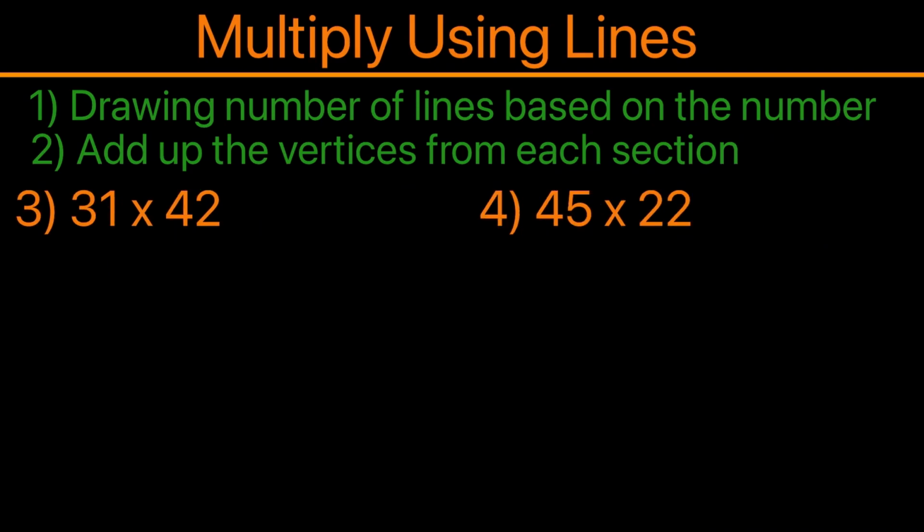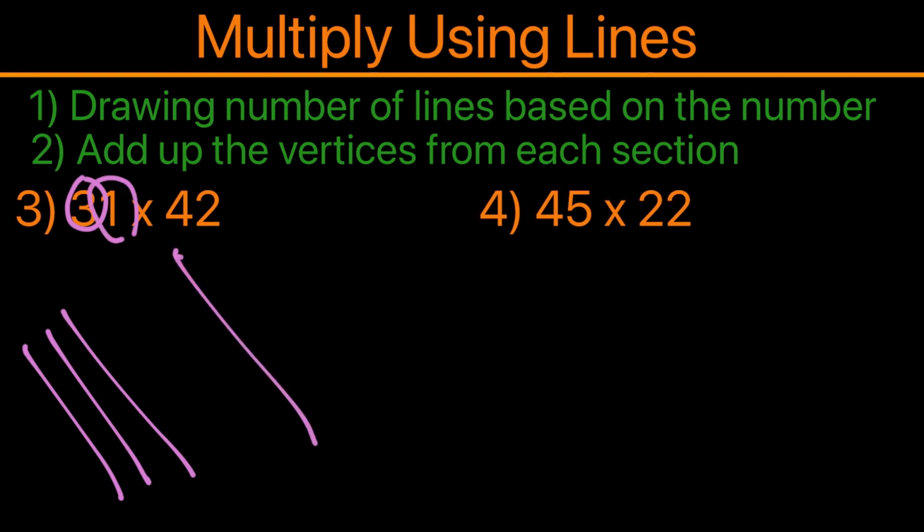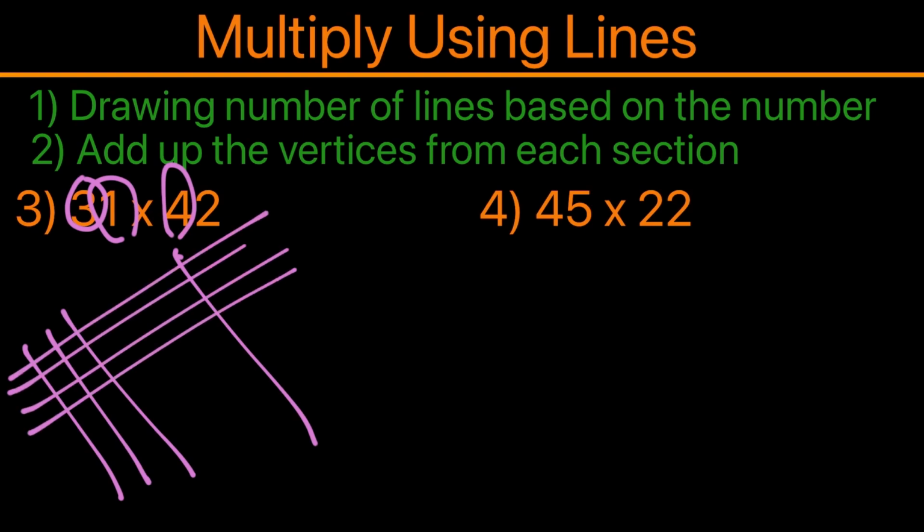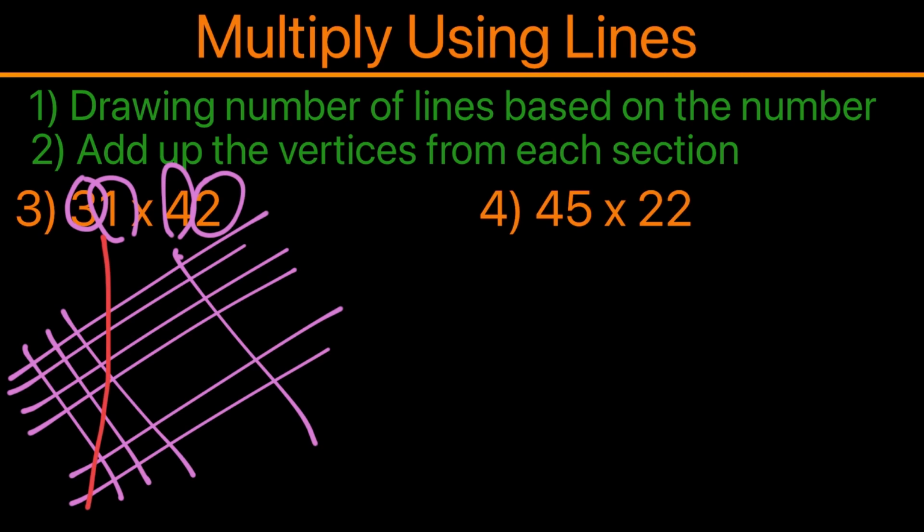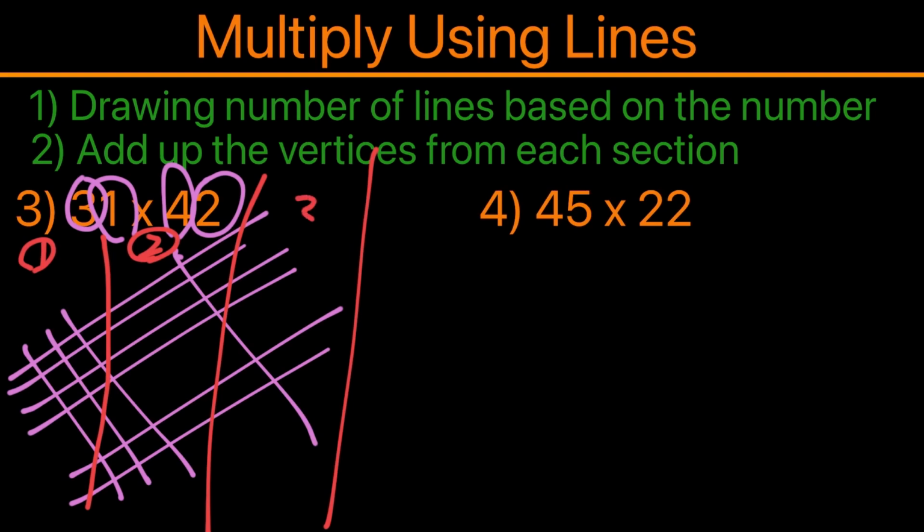Now let's try the third example here: 31 times 42. Starting with 3, we're drawing 1, 2, 3 lines. Then the 1 would be one line. The 4 would be 1, 2, 3, 4. Then the 2 right here. Now the sections would be here, here, and here, like so. So this would be first section, second section, third section. So let's connect the dots.